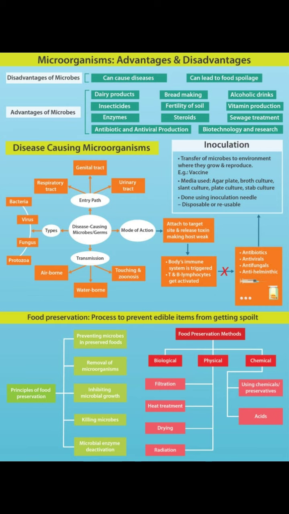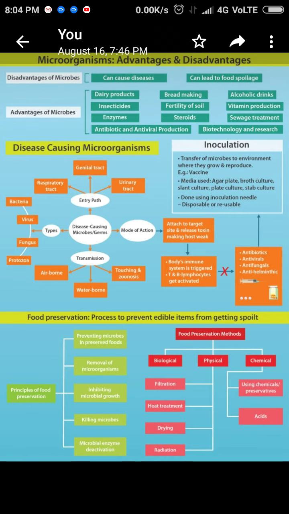We will stop with this because it goes on to antibiotics: when the T and B lymphocytes get activated, how we can produce antibiotics, antivirals, antifungals, and anti-helminthics. You don't have to write about it. We'll stop at the body's immune system being triggered and the T and B lymphocytes getting activated. And next are the advantages.